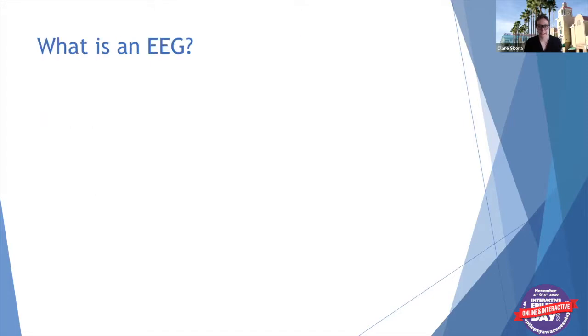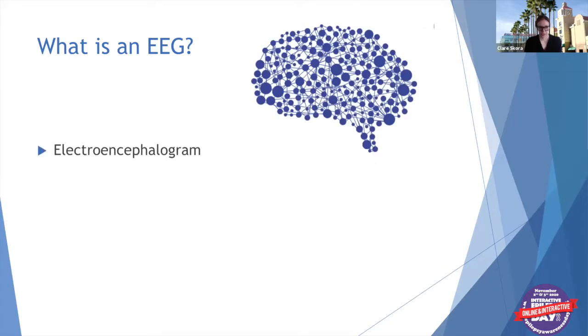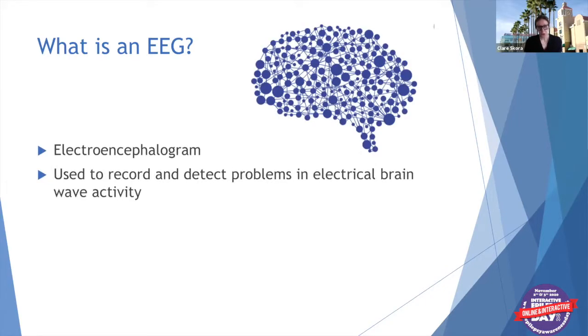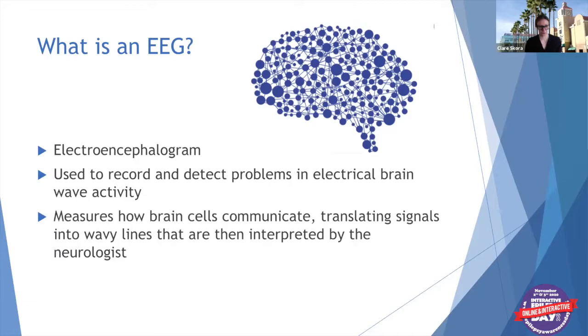So to start, what is an EEG? So the EEG is the short term for electroencephalogram, which is a tool to record the electrical activity in the brain and can detect problems in electrical brainwave activity with how nerve cells communicate to each other. And so through use of electrodes on the scalp, we're able to measure essentially the electricity that the brain cells create and how they communicate with each other, translating signals ultimately into what people see as squiggly lines that are then interpreted by the neurologist.